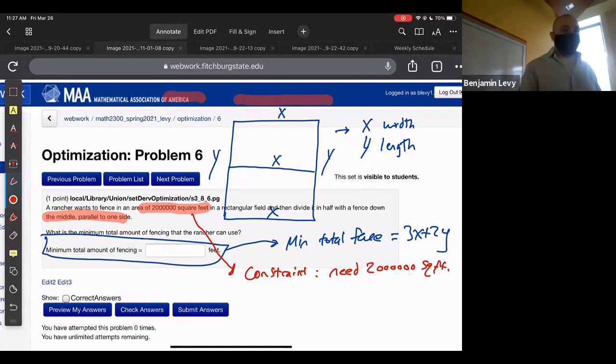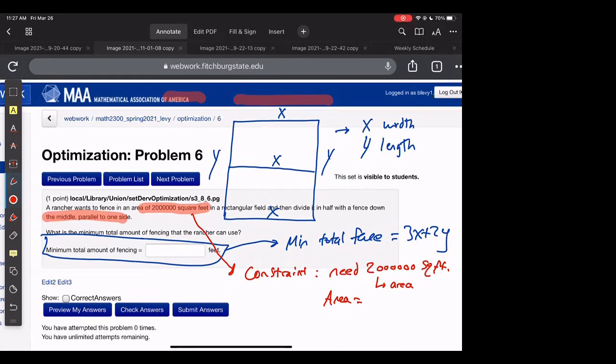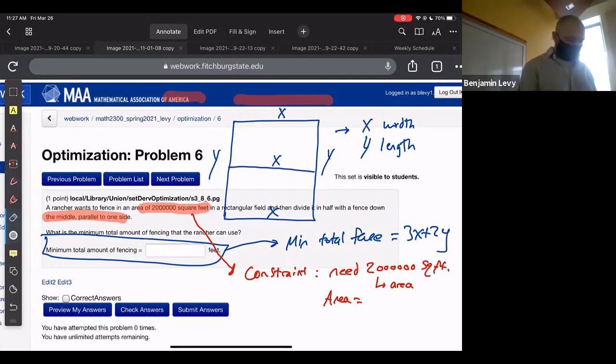And so what's the area of this thing? This is an area formula. In terms of the X's and Y's, what's the area of that enclosure? Y times X. YX, yeah, base times height. Right, and so we need X times Y to be 2,000, or 2 million, excuse me. 1, 2, 3, 4, 5, 6.